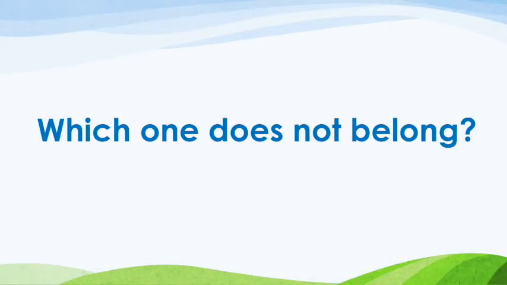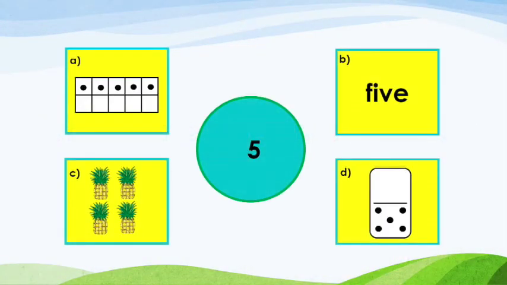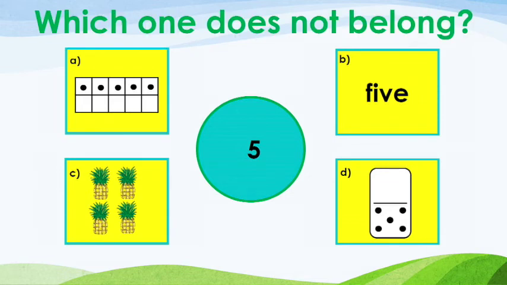In our next activity, we are going to see which one does not belong. Let's look carefully at our 5 in the middle and the boxes around. Which one of those boxes does not belong? Did you guess the 4 pineapples don't belong? You are correct. We have 5 in a 10 frame, the word name 5, and 5 on a domino.